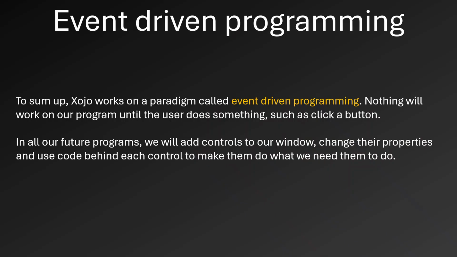To sum up, Xojo works on a paradigm called event-driven programming. Nothing will work on our program until the user does something, such as press a button. In all our future programs, we will add controls to our window, change their properties, and use code behind each control to make them do what we need them to do.